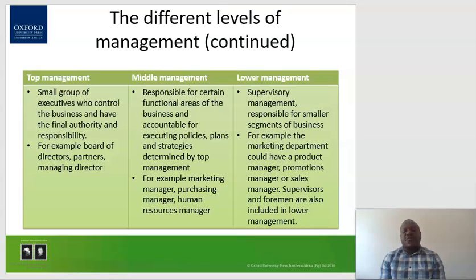Then lower level managers, these are supervisor management, responsible for smaller segments of the business. They are also responsible for the day-to-day operations of the business. Examples are supervisors, the foremen. Those are actually included in lower level management.